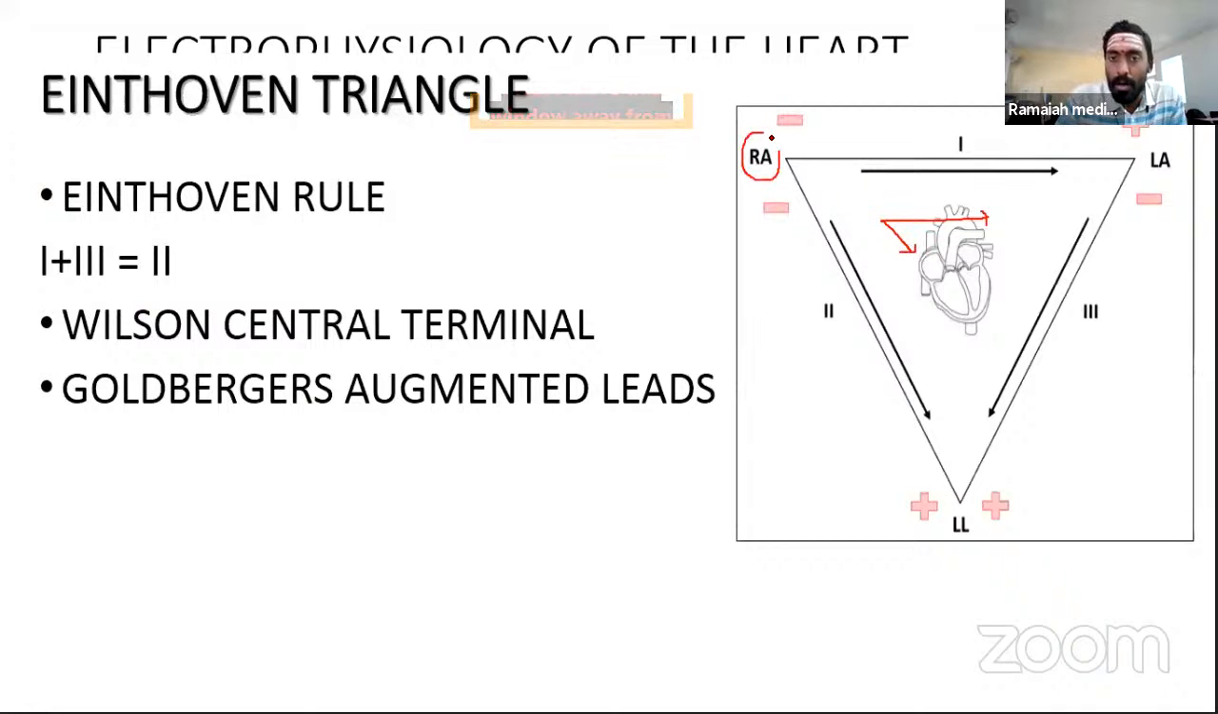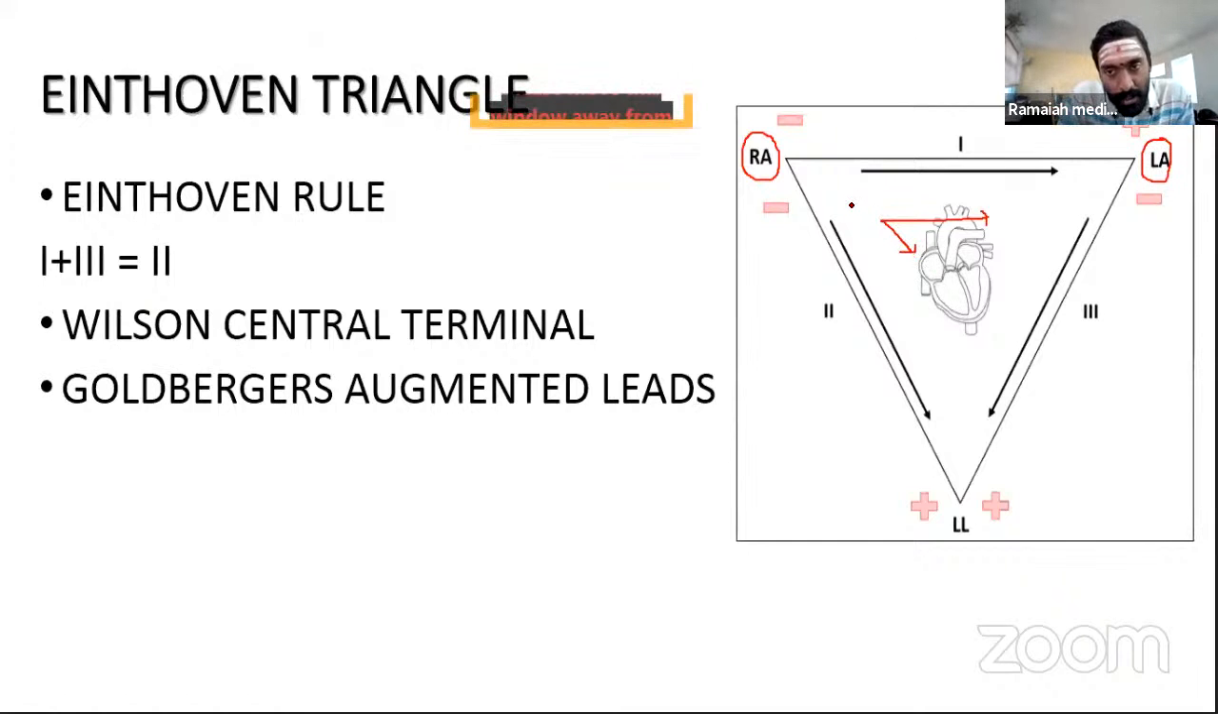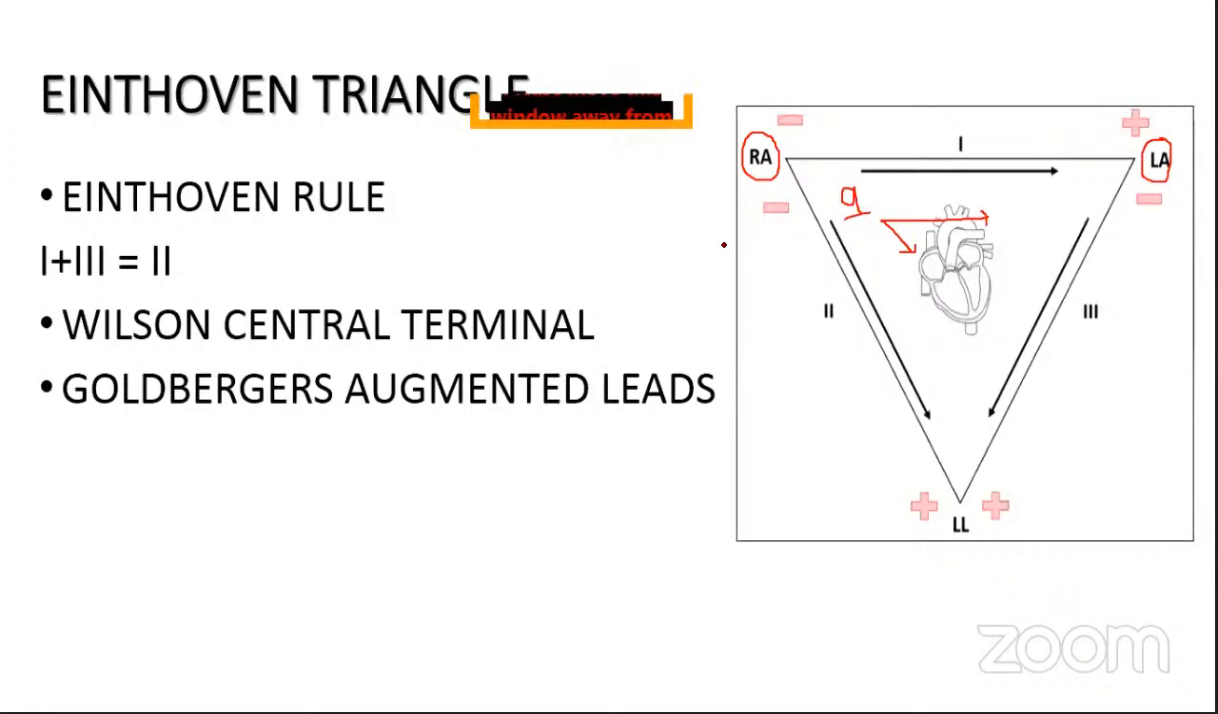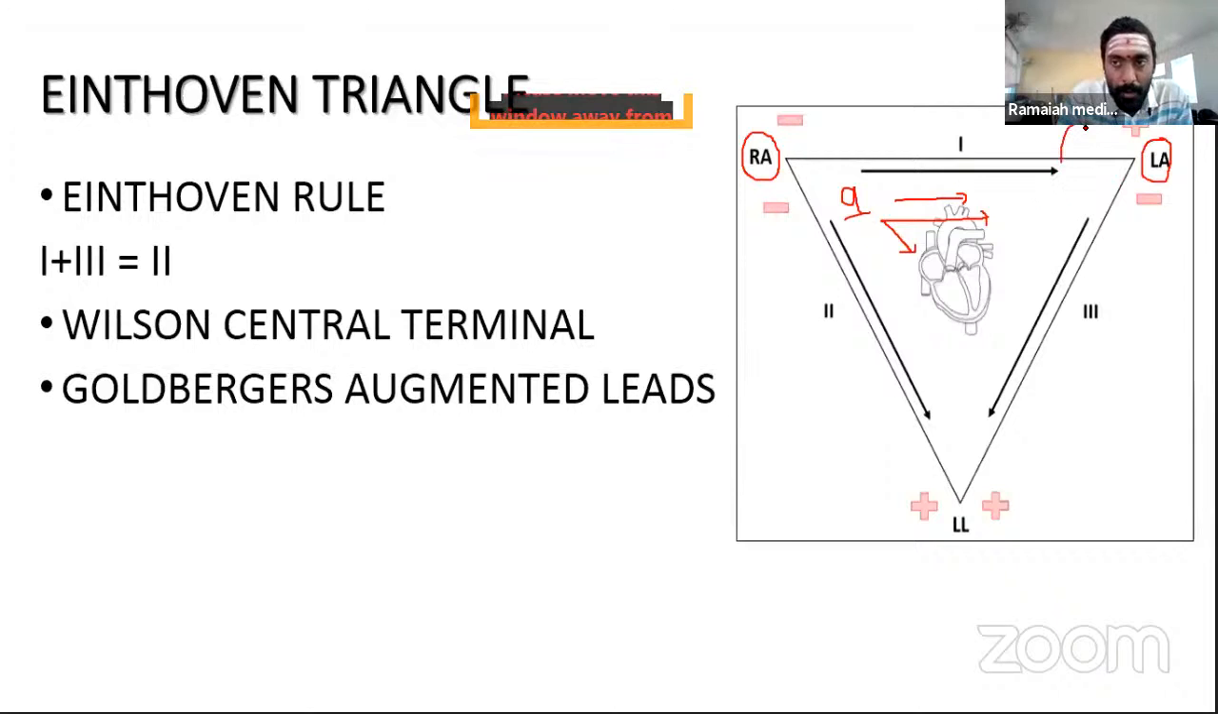So if we have two arms, this is the right arm, this is the left arm. LA stands for the left arm, RA stands for the right arm. So if we take the electrical activity of the atria here, we see that the electrical activity is moving in this direction. If it is going to move in this direction, it means that this lead will show a positive deflection. If the electrical activity is moving away, you will get a negative deflection. This is lead 1.